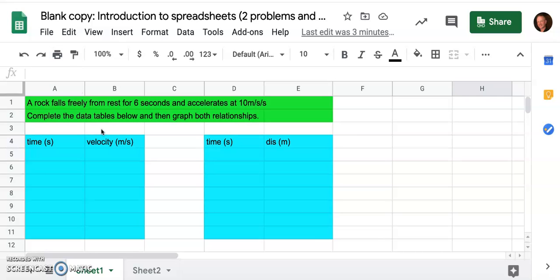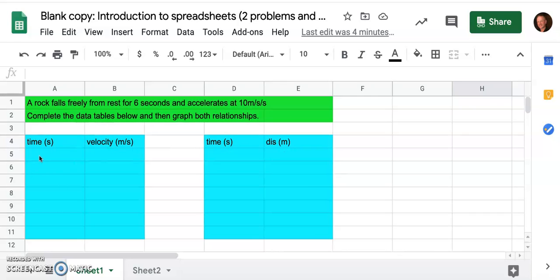Okay, we're going to review kinematics problems using this Google Spreadsheet. And you'll be doing a couple sets of problems similar to this, where you analyze the data in tables and graphs. So let's assume we have a rock falling freely from rest for 6 seconds, and it accelerates at 10 meters per second per second.